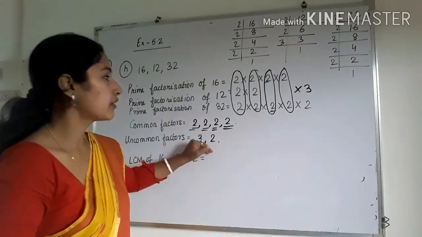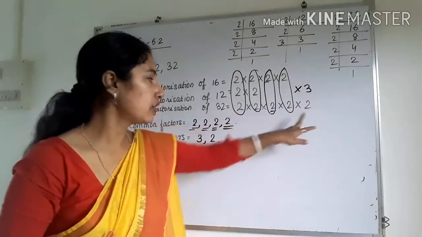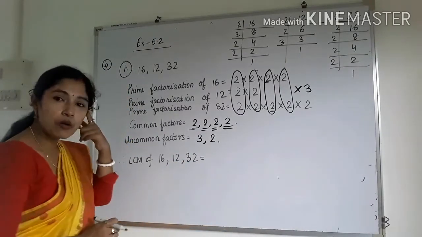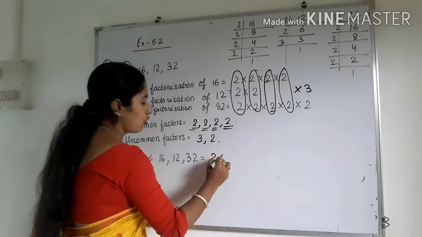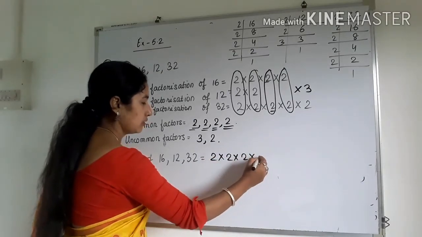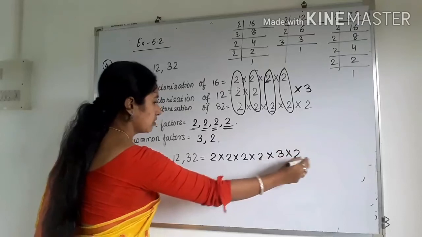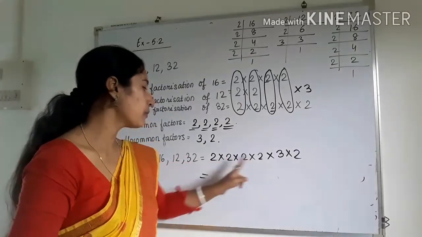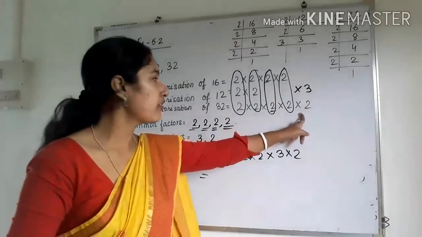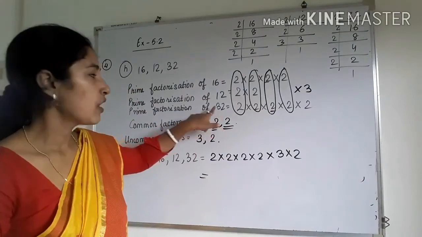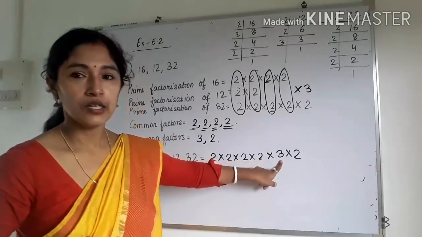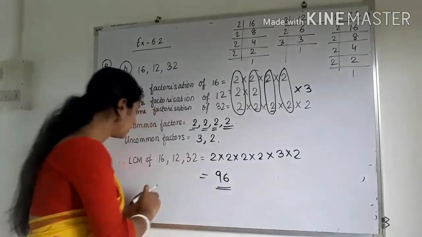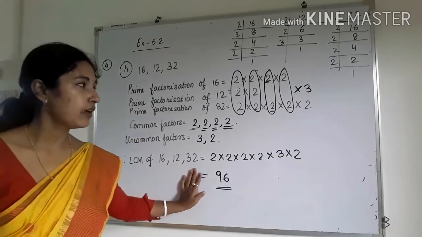Next is uncommon factors. So what are remaining? Remaining factors are 3 and 2. So we are writing 3 comma 2. Now what we have to do? Yes, multiply the common with uncommon factors. So all the 2's with uncommon factors. So it will be what? See here, 2 into 2 into 2 into 2 into 2. There are 5 number of 2's, and you know if we multiply 5 number of 2's we will get 32, okay. Then 32 we have to multiply with 3. So by that way we get 96. So 96 is the LCM of 16, 12 and 32.